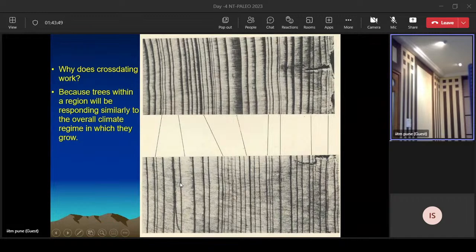Why does cross dating work? Because trees within a region will be responding similarly to the overall climate regime in which they grow. For example, in the Himalayan region, middle altitude conifers have narrow rings in 1921, 1951, 1892, most of the rings. Because the monsoon climate is very dry and warm, that produces moisture stress conditions over the major region. So we can use those years to help, what we call index bands.